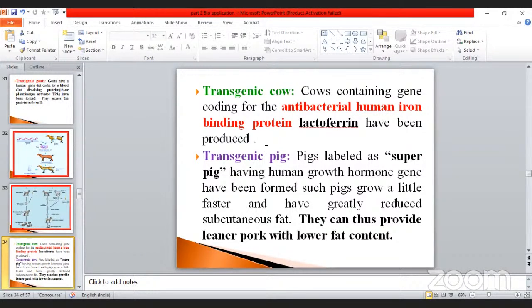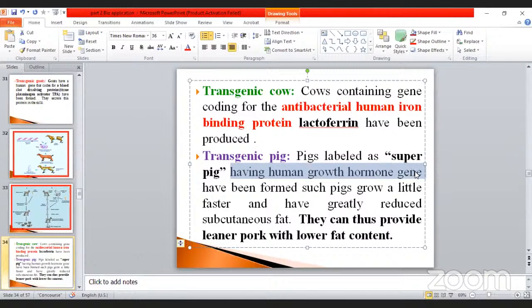And the second one is the transgenic pig. The pig is labeled as a super pig. Why? Normally pigs are used for meat, and some of them are used for commercial insulin preparation. Here it has the human growth hormone gene, that is very, very important. What is the gene present here? You must note it down.